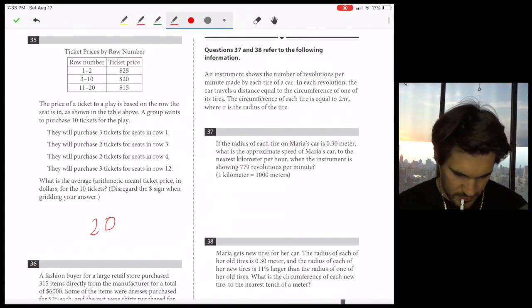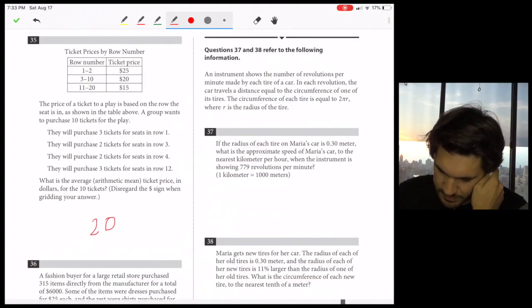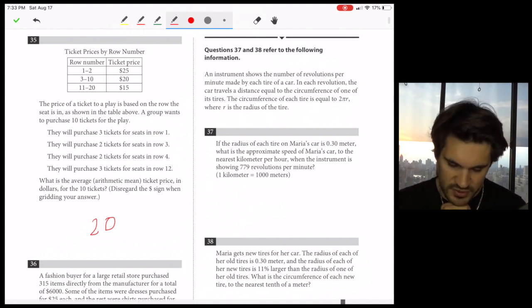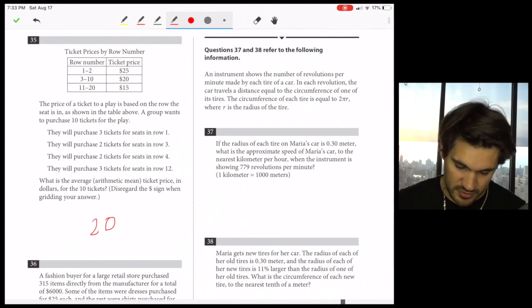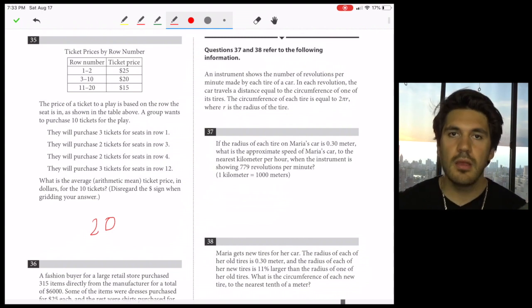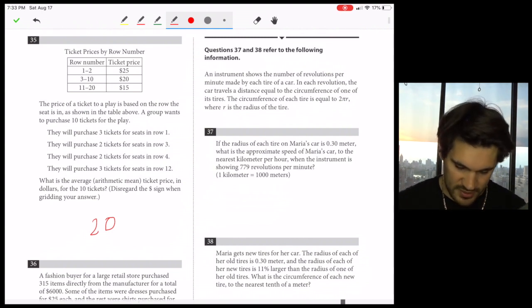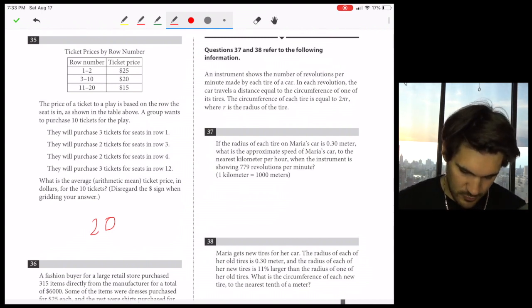Okay, so 37. So we are looking for this. Okay, it's number 37. The radius of each tire of Maria's car is 0.3 meters. What is the approximate speed of Maria's car in kilometers per hour? So we need to get her speed in kilometers per hour. Okay, so what we're going to need to do is, well, we know, let's see, what is the distance around each tire? That's going to be the circumference, right? So that's C equals 2 pi r, which is going to be 2 times 0.3 pi, which is 0.6 pi.